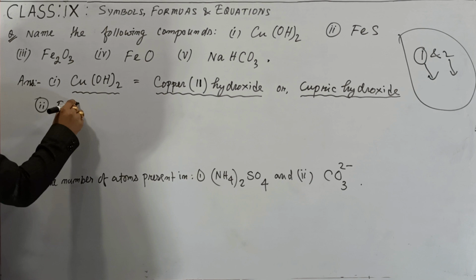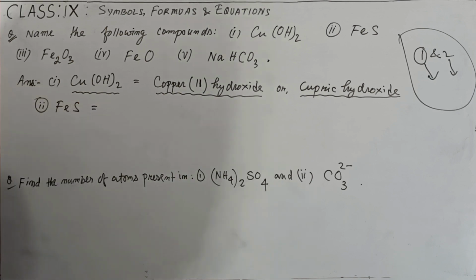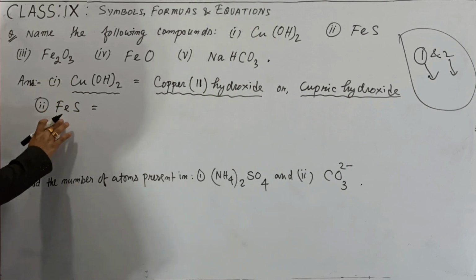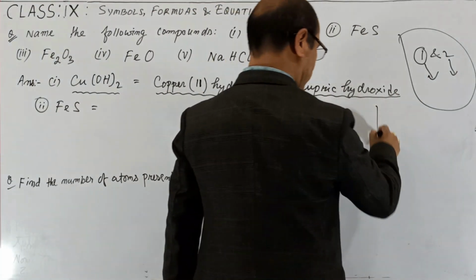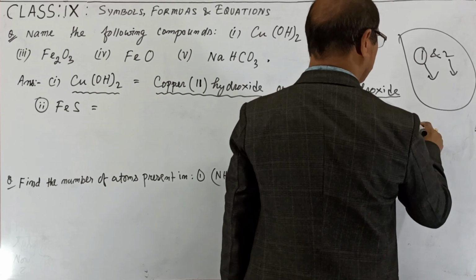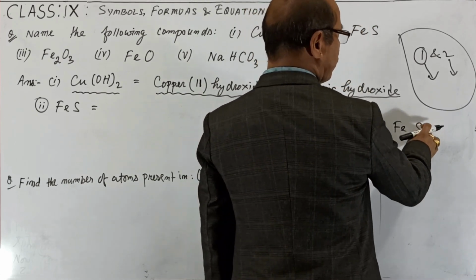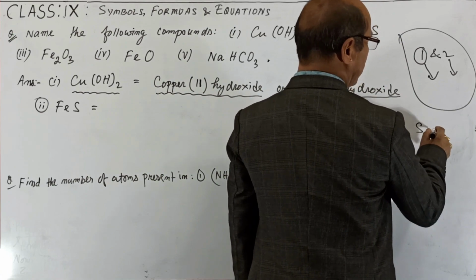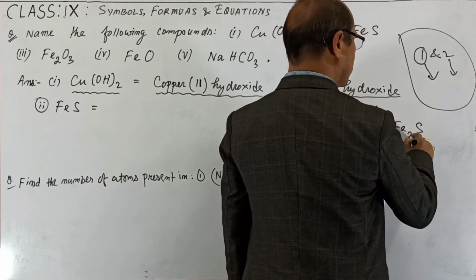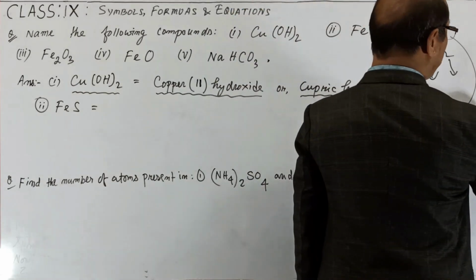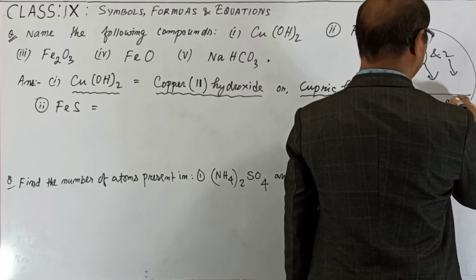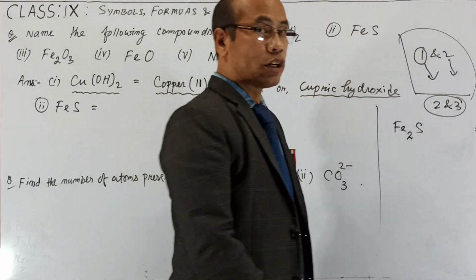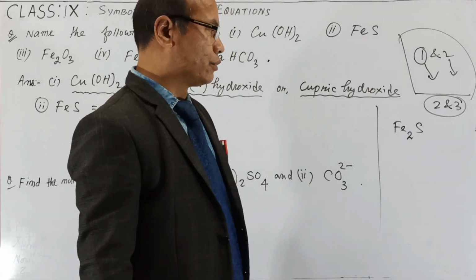Second compound is FeS. So by observing the chemical formula, could you tell me the valency of iron and sulfur in this case? So here you see, the normal valency of sulfur is 2, and the valency of sulfur should be written on the side of iron. And for iron, it has two valencies, 2 and 3.